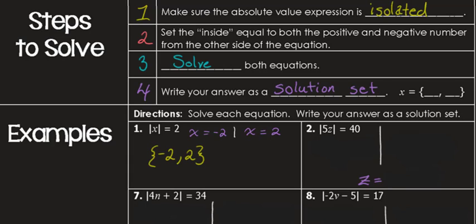Number 2, again, nothing outside the absolute value bars. So I will set 5z equal to -40 and 5z equal to +40. Divide by 5. -40 divided by 5 is -8. And divide by 5. 40 divided by 5 is +8.